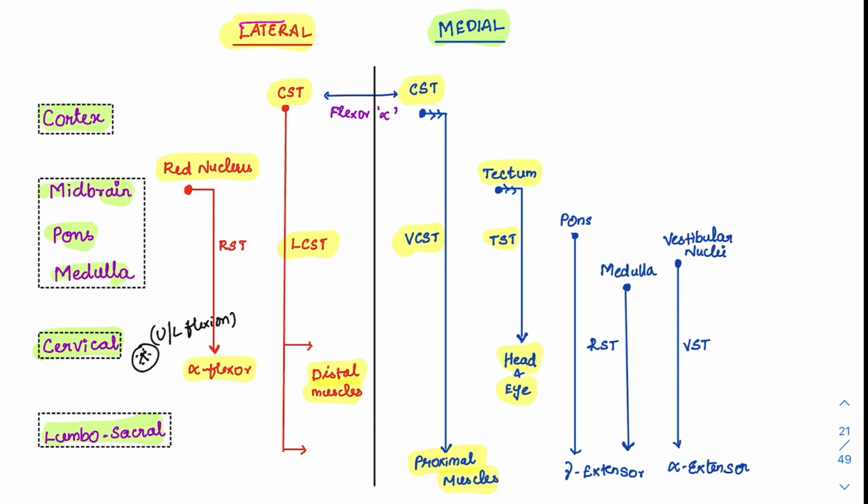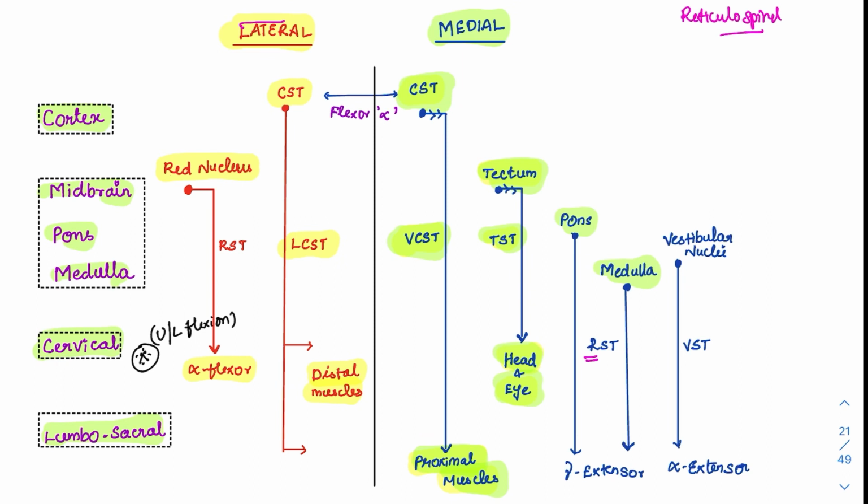Then there are two tracts which are called reticulospinal. This is not rubrospinal. This R stands here for reticulospinal. So there are two reticulospinal tracts. As you can see here, we'll shade all of them in green. One is from the pons and one is from the medulla. The one from the pons is called the pontine reticulospinal tract, and from the medulla it is called the medullary reticulospinal tract.